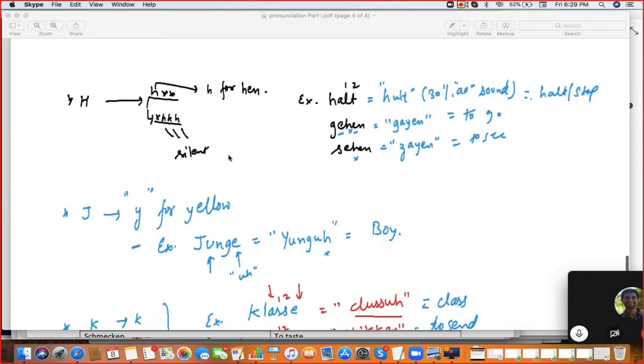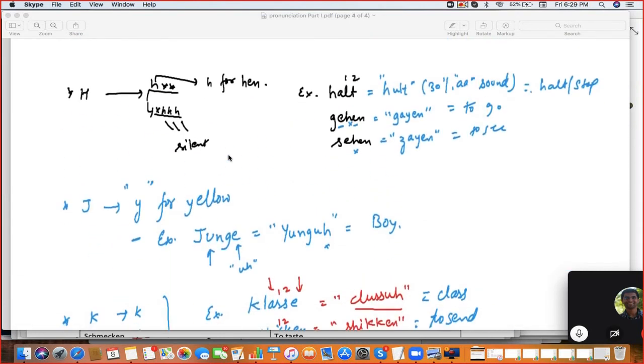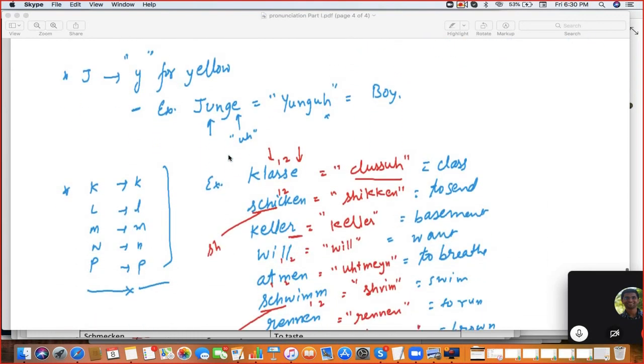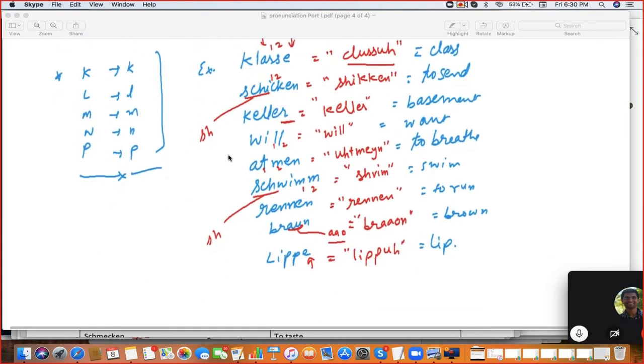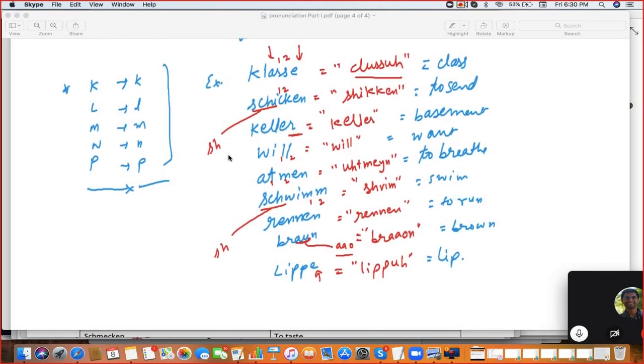Klug. Correct. Good. Next, H in the beginning is ha, in the middle or end it is silent. Speak the example. Halt. Gan. Zen. Next is J. J is the ya sound for yellow. Speak the example. Junger.